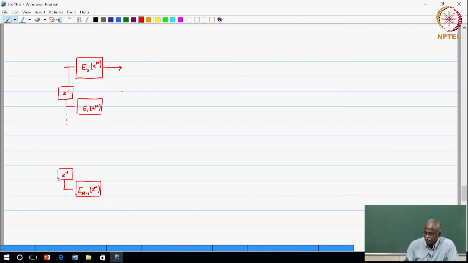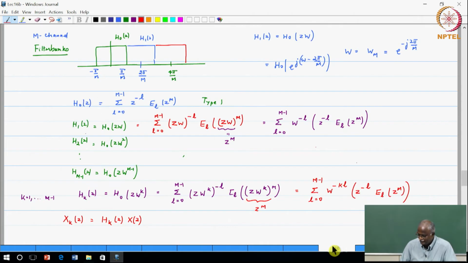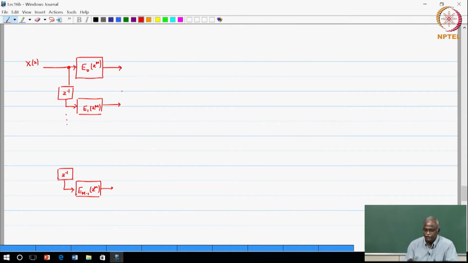Okay. So, x of z processed by each of these. So, this is x of z processed by each of these filters. Is that correct? Is it consistent with what we saw in the previous expression? Let us verify. X of z multiplied by z power minus z power 0 E 0 of z m, second one will be z power minus 1 E 1 of z m. That is exactly what we get here. X of z E naught of z m, x of z z inverse E 1 of z m, x of z z power m minus 1 E of m minus 1 of z.